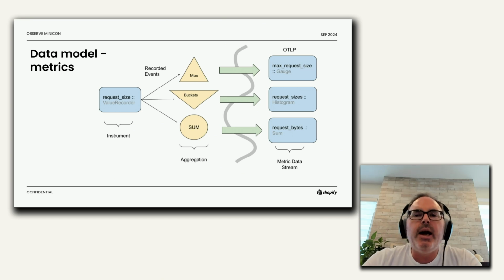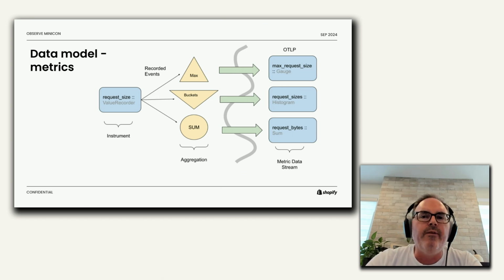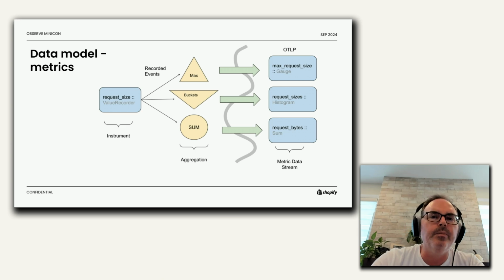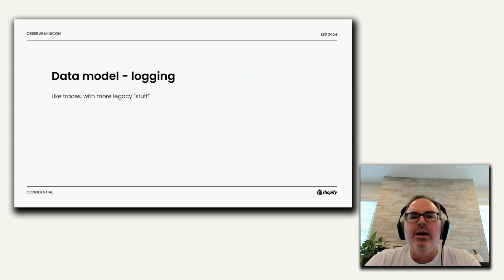So the metrics API has a high-level event model and a low-level idealized Prometheus time series model. And this diagram shows the transformation from an instrument that's recording events to the exported time series data stream. A logging data model is similar to traces, just with more legacy stuff.